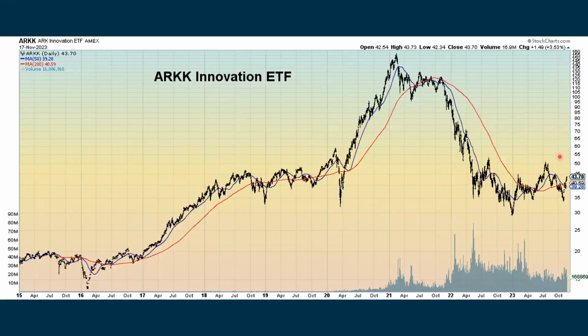ARC, a lot of people are in that. It's still in a downtrend, but it did have a good week this past week where it's seeing a bit of a bounce.